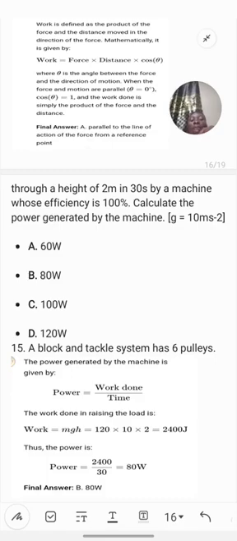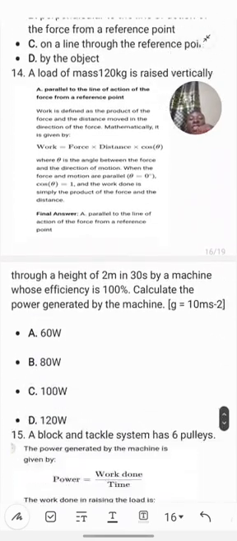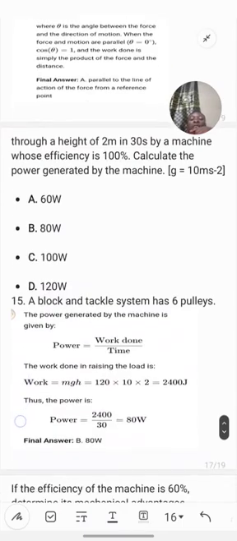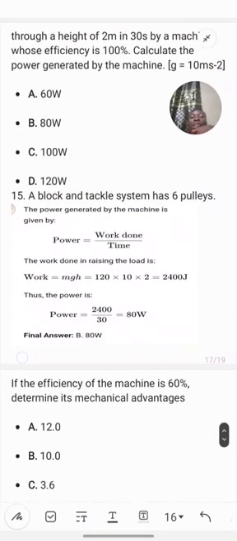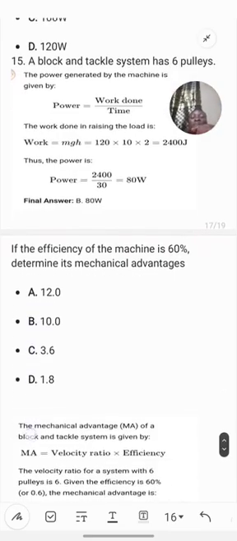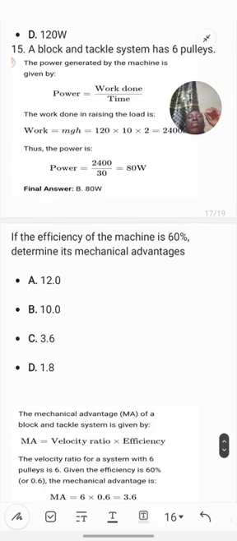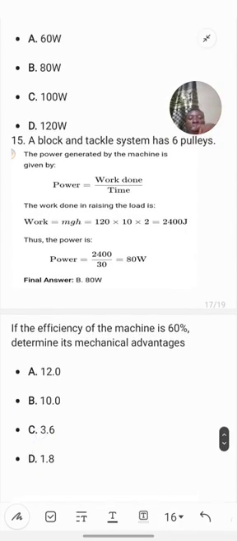And the power now will be work done divided by time. So that will be 2,400 divided by 30, and that will be 80 watt. Okay, 80 watts, option B. Then a block and tackle system has 6 pulleys. If the efficiency of the machine is 60%, determine its mechanical advantage. MA is velocity ratio multiplied by efficiency.